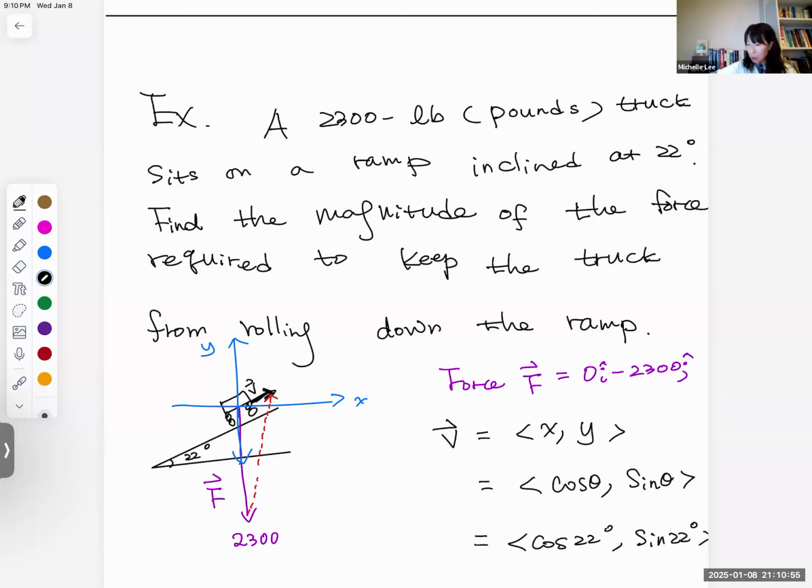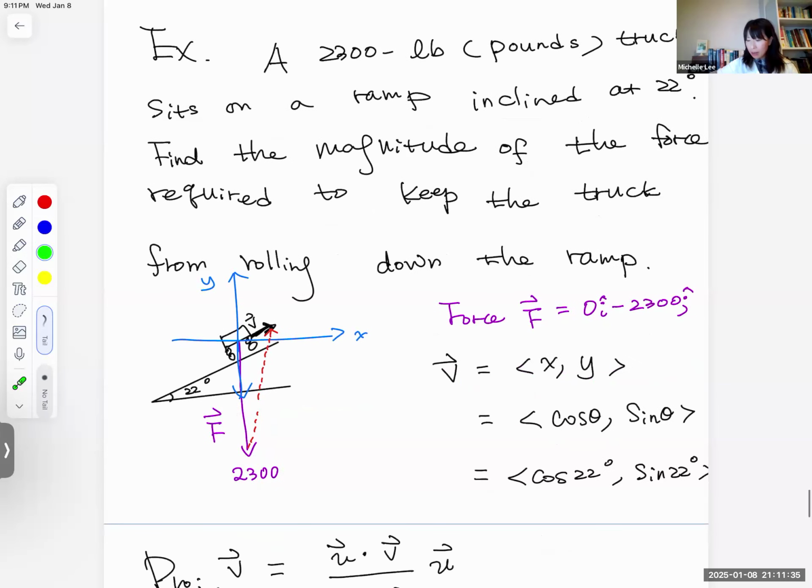Okay, so we give the force the first letter F with a vector notation. So look, the I direction here is 0, so 0 I, and then this is the Y direction. The Y direction coming down is negative because it is down. So negative 2,300 J direction, okay? All right, so we have two dimensions here.